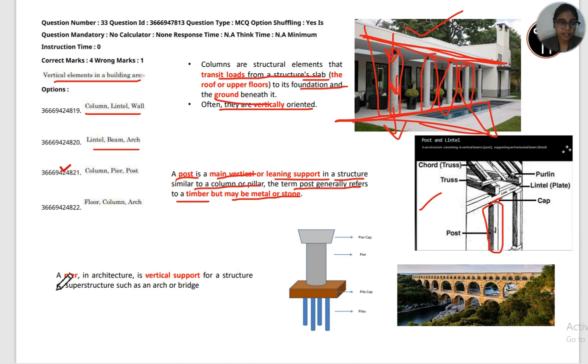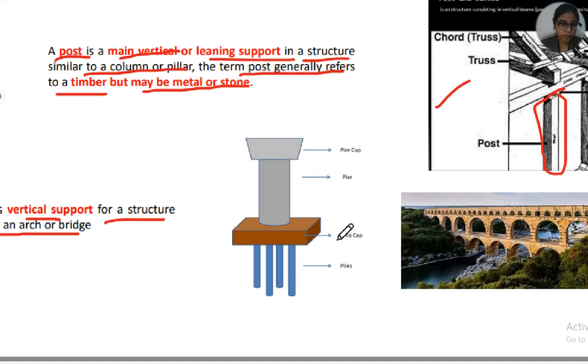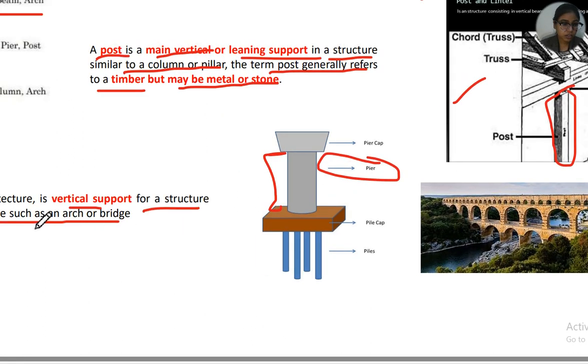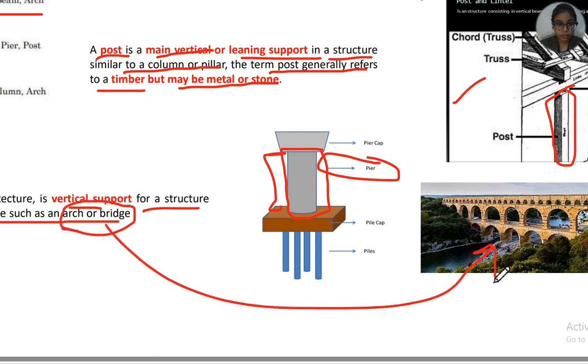Next we have the pier. This is also very important. A pier in architecture is a vertical support for a structure or superstructure such as an arch or bridge. As you can see in this image, this part is your pier. And what is its function? It is a vertical support for a structure or superstructure such as an arch or a bridge. See the words arch and bridge, they are symbolized from here.